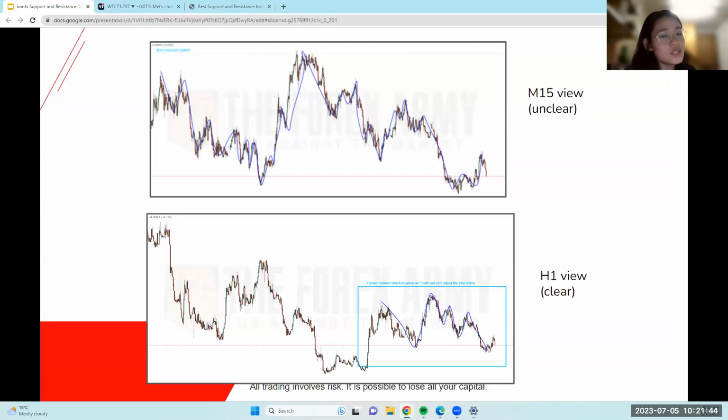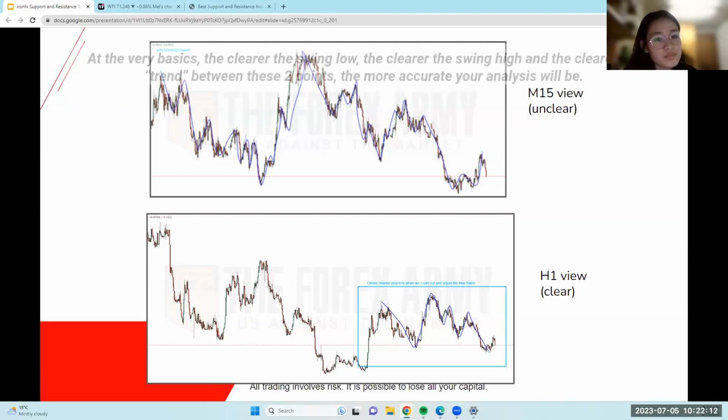Okay, so there's two criteria that you should look out for. Firstly, a clear swing low or swing high. Secondly, a clear trend between the starting and ending point. Then your fib retracement is likely to be accurate. Okay, so even for graphical analysis, we're talking about support and resistance levels. A clear market structure is really important. Okay, so at the basics, the clearer the swing low, the clearer the swing high, and the clearer the trend between these 2 points, the more accurate your analysis will be.